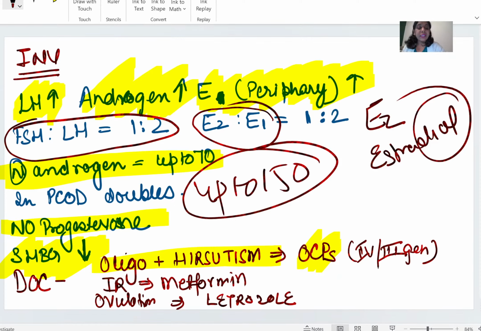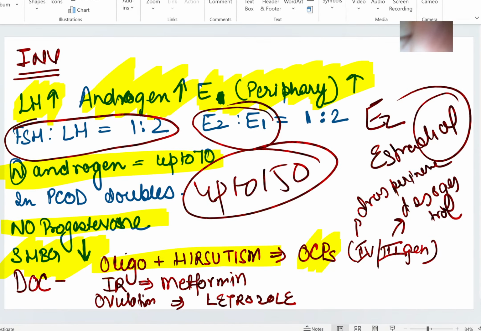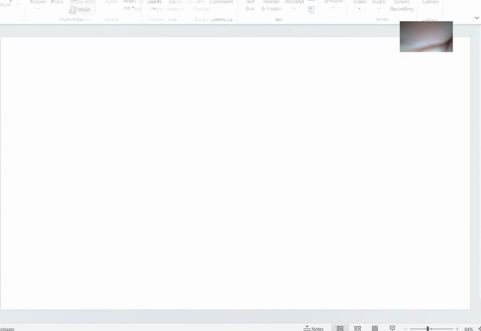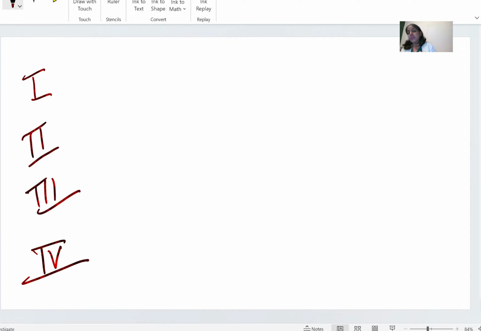So can you tell me what is the third generation OCP pill? The one which contains the progesterone desogestrel. And what is the fourth generation? One which contains drospirenone. Okay, according to the progesterone, there are different types of OCPs. There are 4 types of OCPs depending on the progesterone, 4 generations of OCPs.